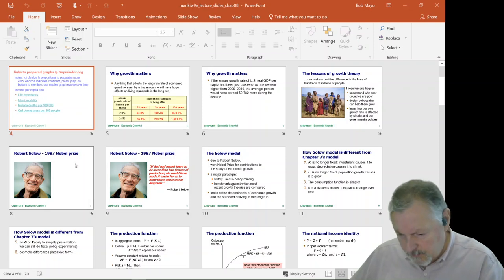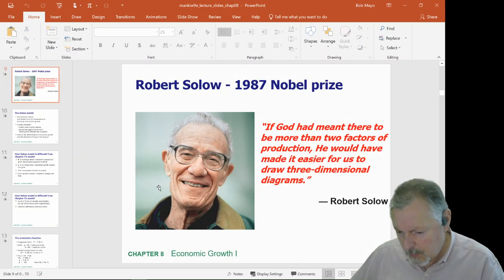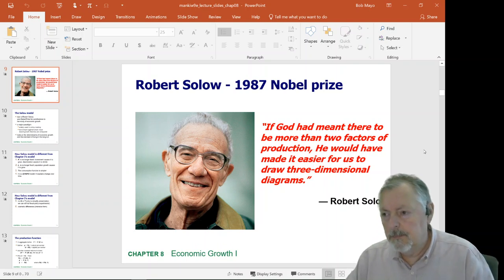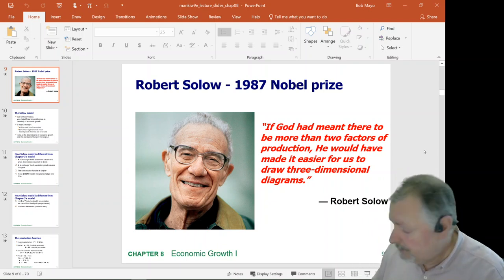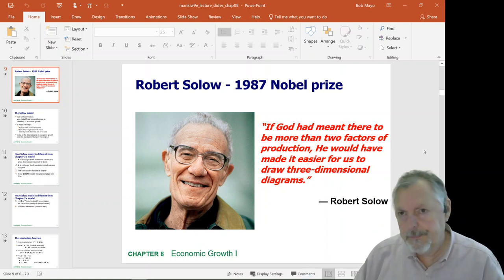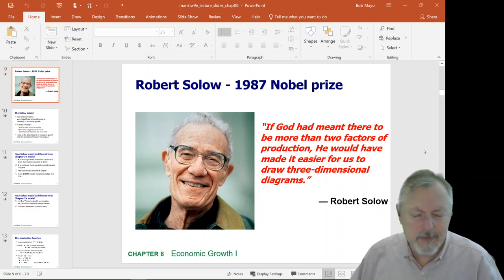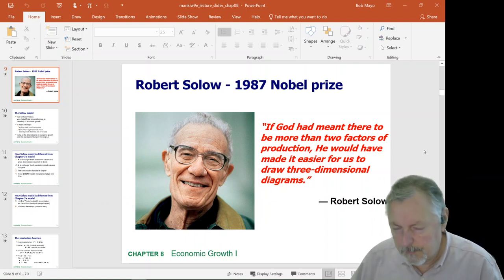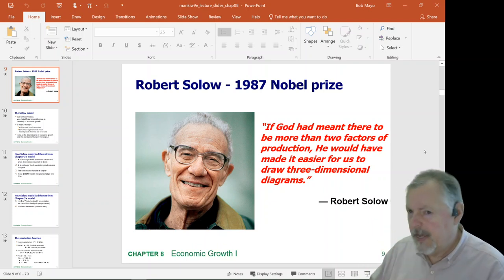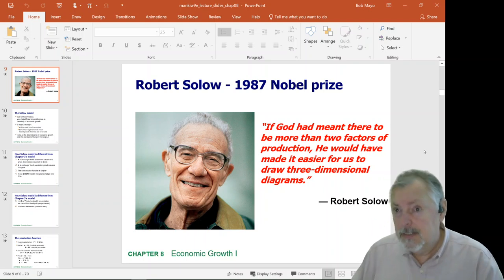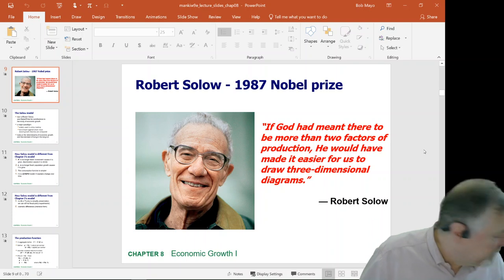We're going to start with the Solow growth model. Robert Solow won the '87 Nobel. He won the Clark Medal, which is for the best economist under age 40. It's considered a precursor to the Nobel. He won that in '61. He is currently, I think, 96, 95, 96, 97, in that range.